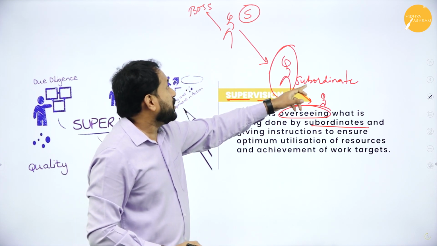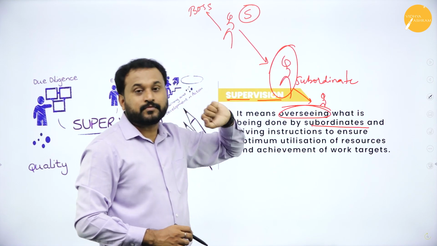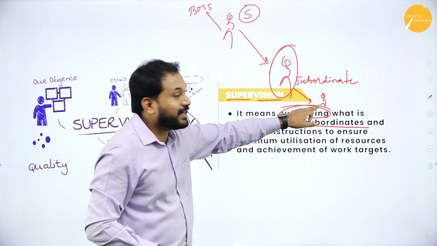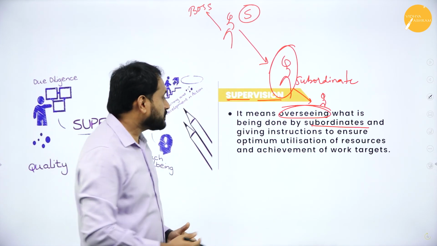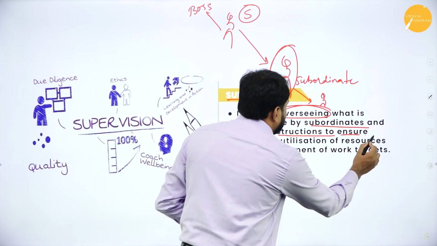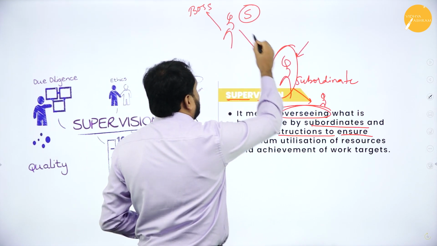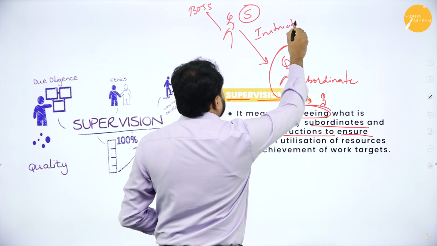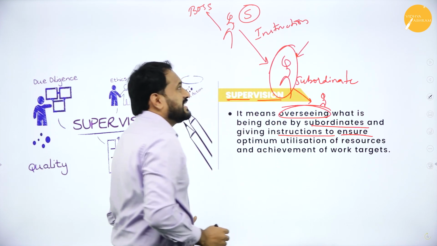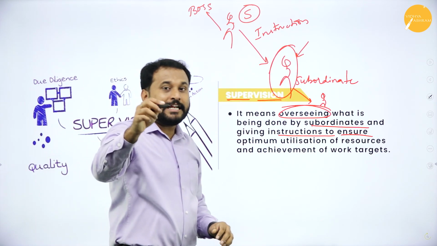Now you are a subordinate for him, but still you have a subordinate for you. That means even you are supervising. That means you are overseeing what exactly is happening, giving instructions to ensure, that is, if somewhere you are going wrong. Now he will give you what? He'll give you instruction. Now why will he give you instruction?